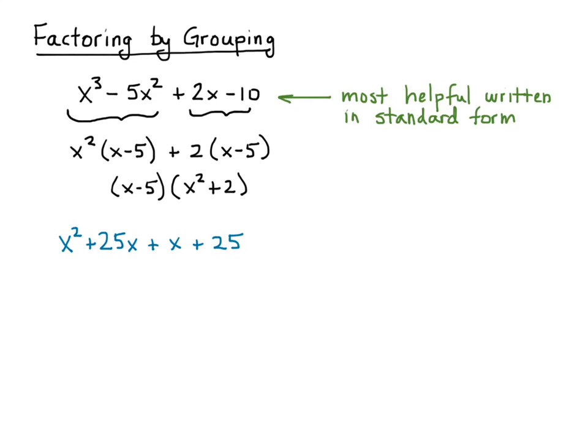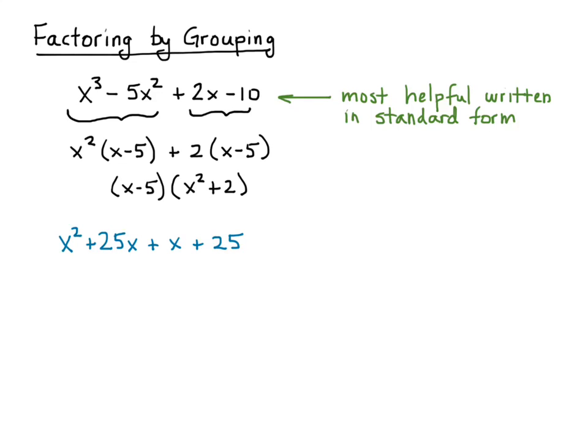Okay, so let's look at a different one here. Notice that this isn't fully simplified, right? This is x squared plus 25x plus x plus 25. If we simplify this, we get x squared plus 26x plus 25.